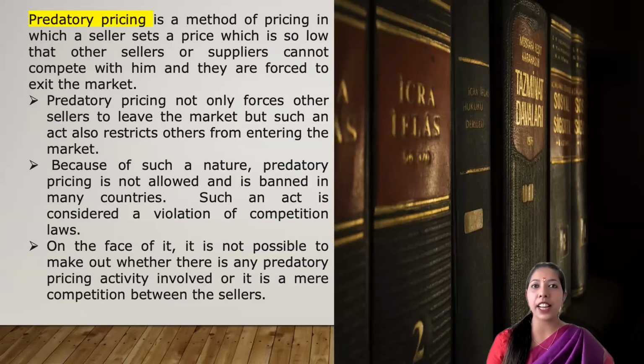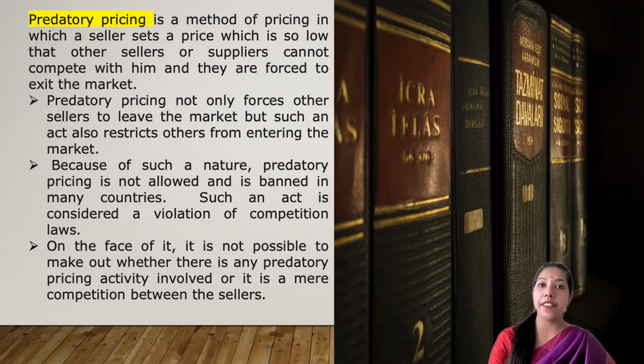And next, predatory pricing. I've already told you what predatory pricing is. It's a method of pricing in which a seller sets a price lower than the other sellers, so that the consumers will go and purchase the product from that seller, or suppliers cannot compete with them and are forced to exit the market. So if one seller among 4 is doing this, the other 3 sellers will automatically have to exit the market because there is no competition.